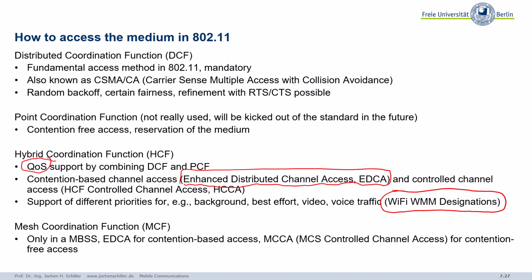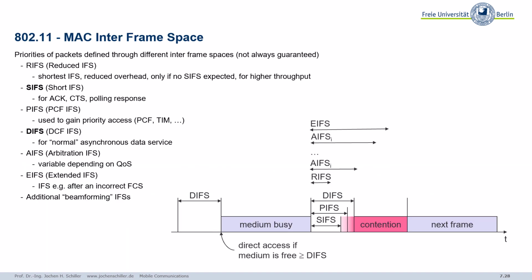Okay, so how to implement different priorities, how to implement different traffic classes. A very important concept in the medium access control in 802.11 is the so-called interframe space. So the idea is to implement different priorities for data streams by using different interframe spaces. If you have to wait for a shorter time, this means you have a higher priority. If you have to wait for a longer time, this means you have a lower priority.